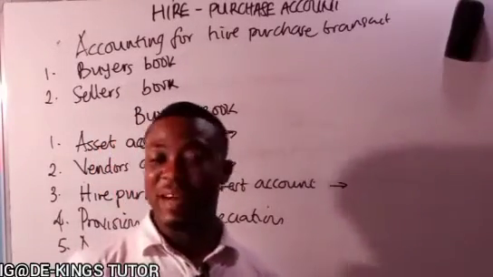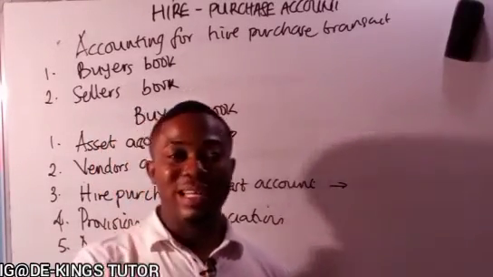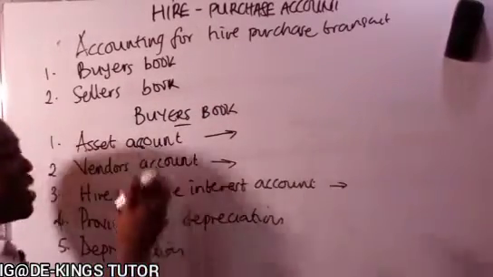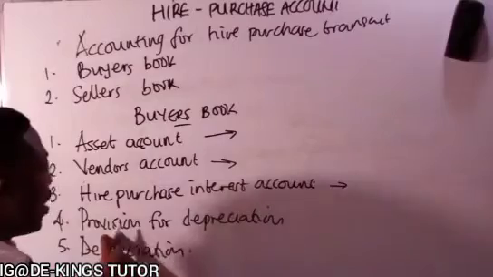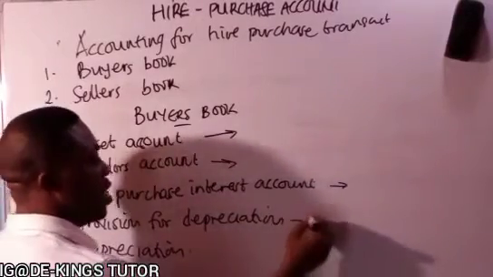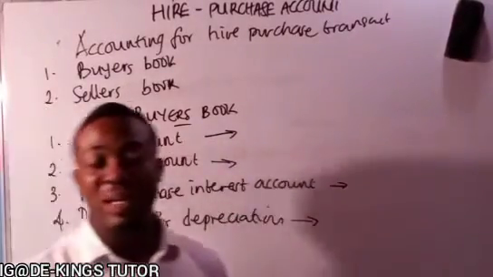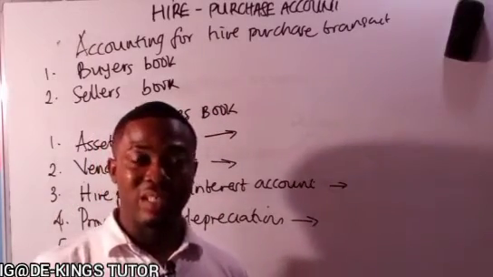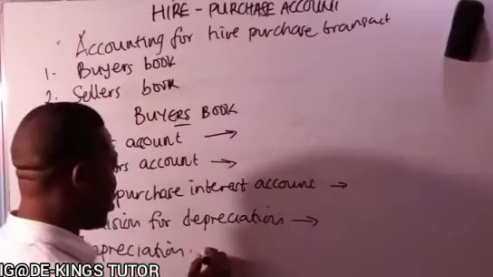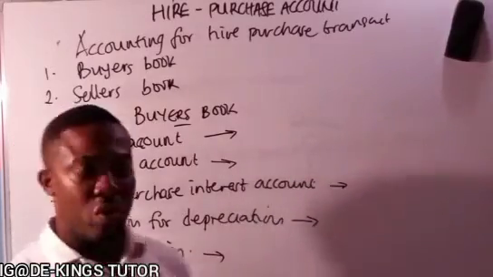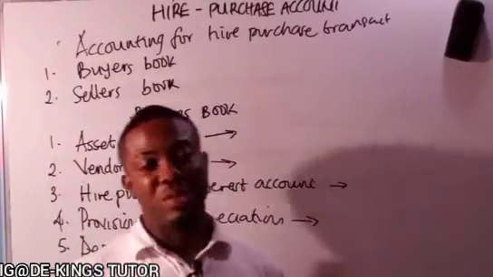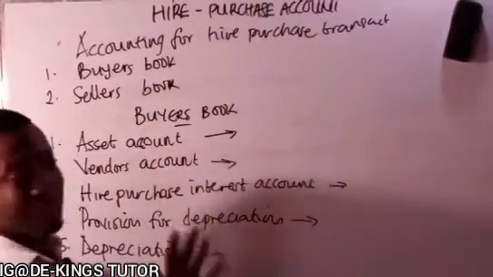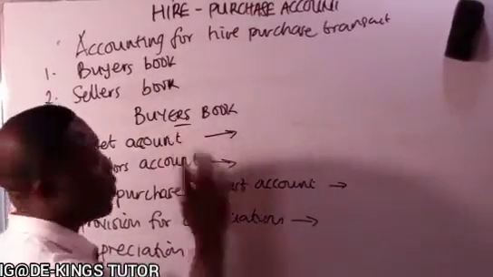for 4 years, 5 years, as the case may be. So the yearly interest that is attached will be what's recorded in the hire purchase interest account, while the provision for depreciation will comprise the yearly depreciation plus accumulated. The depreciation account will comprise only the yearly depreciation. So these are basically the 5 accounts that will be needed in the buyer's book.